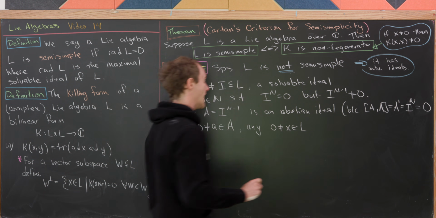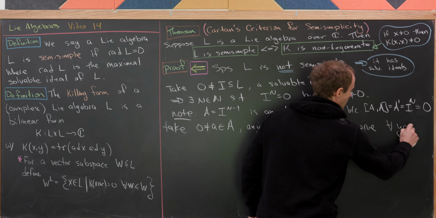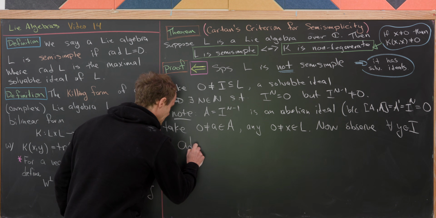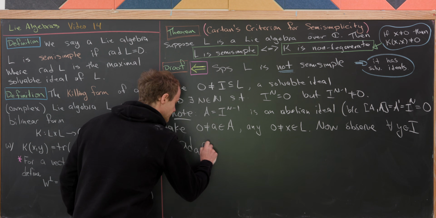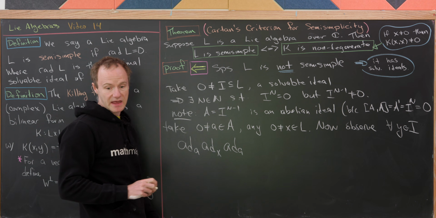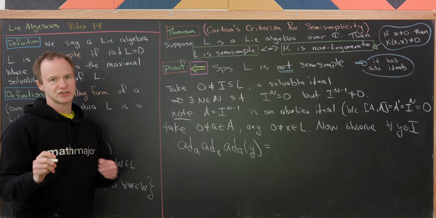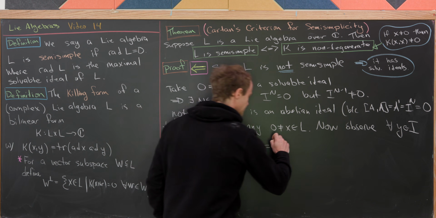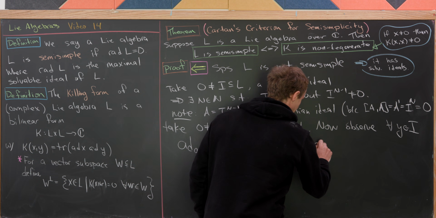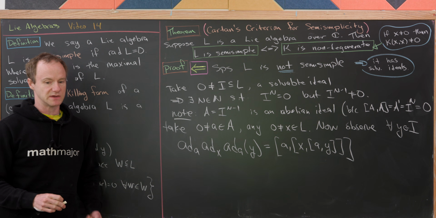non-zero x from L. And then, well, let's observe the following. For all y in L, the following calculation holds. We have the adjoint action of A composed with the adjoint action of x composed with the adjoint action of A applied to y, which is equal to the composed brackets: the bracket of A, then the bracket of X, and then the bracket of A, finally with Y. So that's just what all of these linear transformations mean.